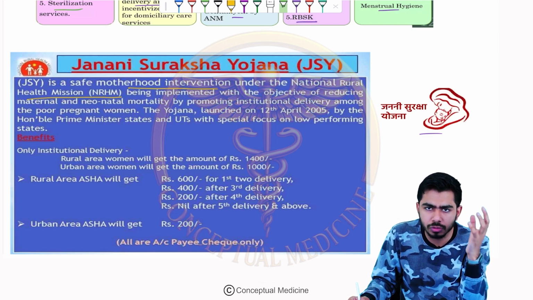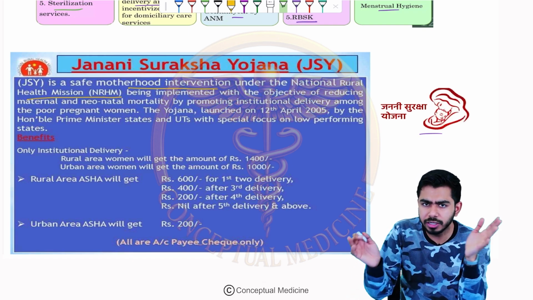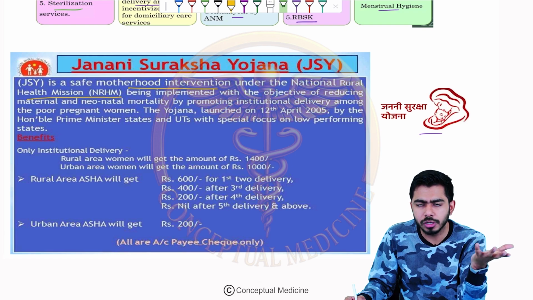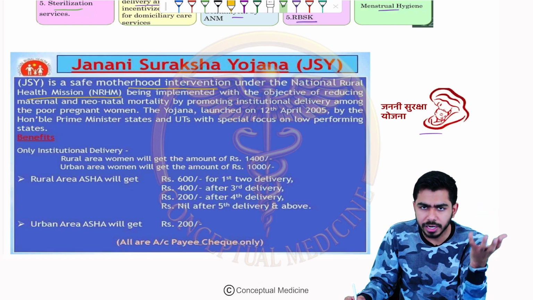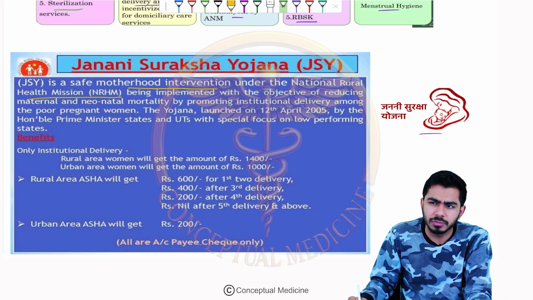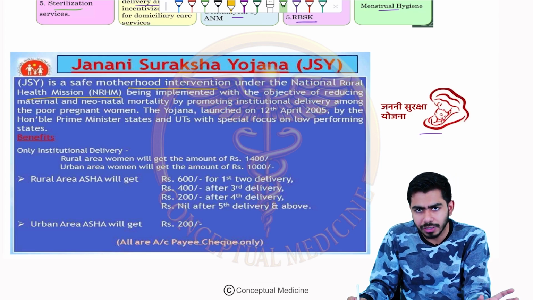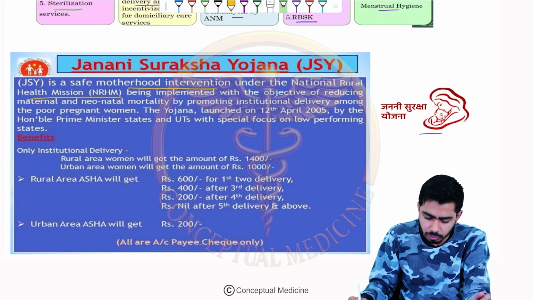So there were 2 missions, the National Rural Health Mission, and then they introduced the National Urban Health Mission, and they merged them together and called this the National Health Mission, right? The National Urban Health Mission was introduced in 2014, and at that point of time they merged it under the National Health Mission program, right?